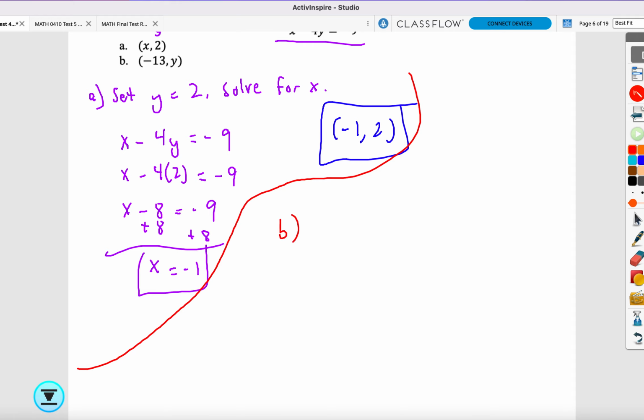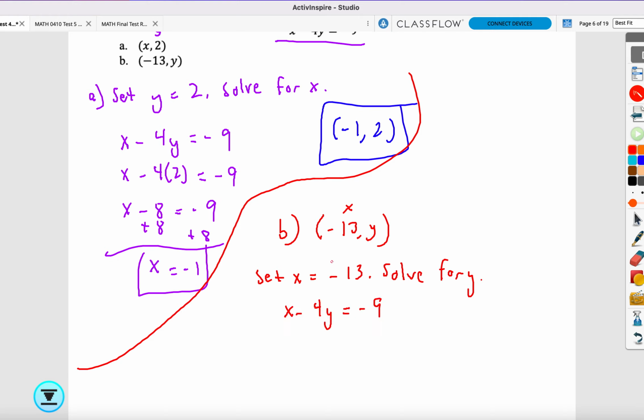So B is negative 13 comma y. So for this one, this is x, right? So we're going to set x equals negative 13, and then we're going to solve for y. So that's going to be x minus 4y equals negative 9. Same equation, right? X is negative 13, so it'll be negative 13 minus 4y equals negative 9.